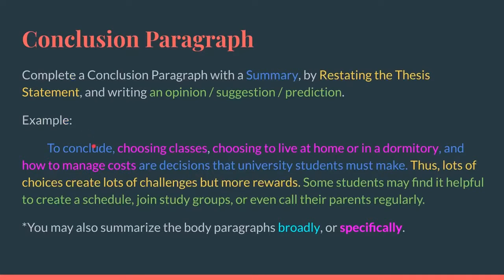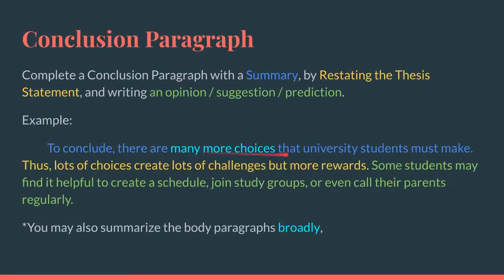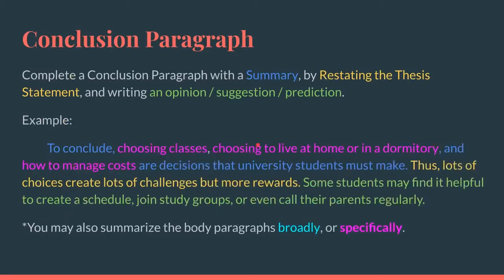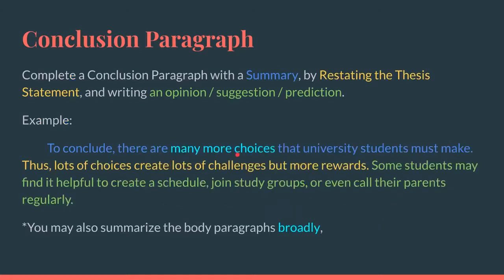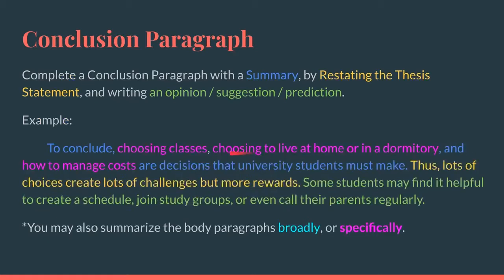I don't know, whatever your choices are. So you can see these are very similar, right? To conclude, there are many choices that university students must make. To conclude, choosing classes, choosing to live at home or in a dormitory, and how to manage your costs are decisions that university students must make. I don't have the word decisions in here because that's like in choices, right? But you can see that university students must make, to conclude, and so on. So that's the summary sentence.